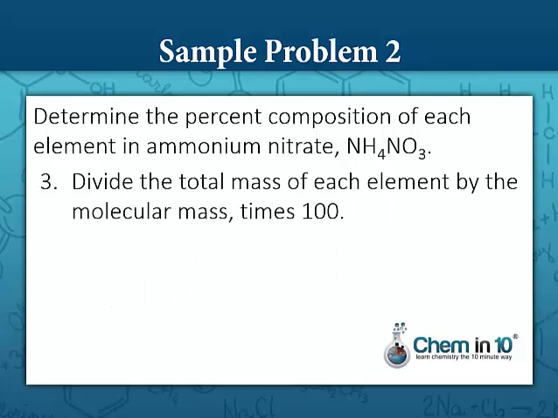Finally, we take the mass of each element, the mass of nitrogen, the mass of hydrogen, and the mass of oxygen, and we divide by the molecular mass and multiply by 100 to get the percent by mass of each element. So the percent by mass of nitrogen is equal to the molar mass of the 2 nitrogens, 28.02 grams per mole, divided by the molar mass of the entire compound, 80.06 grams per mole, times 100, and that's 35% nitrogen.